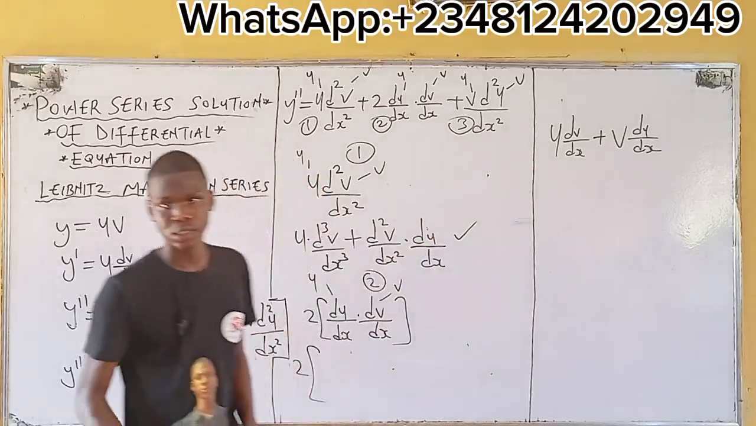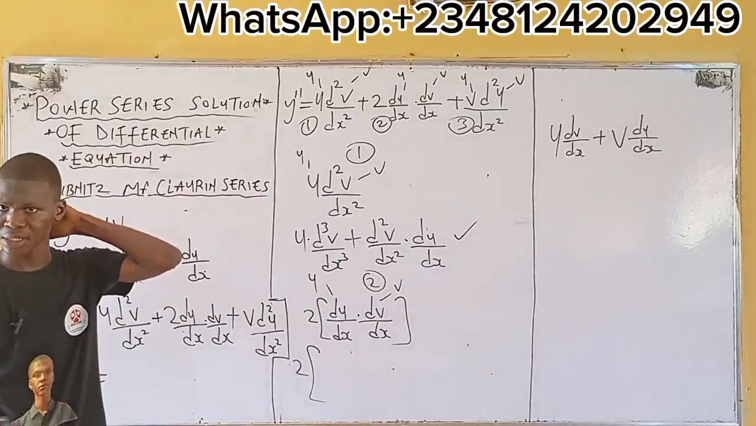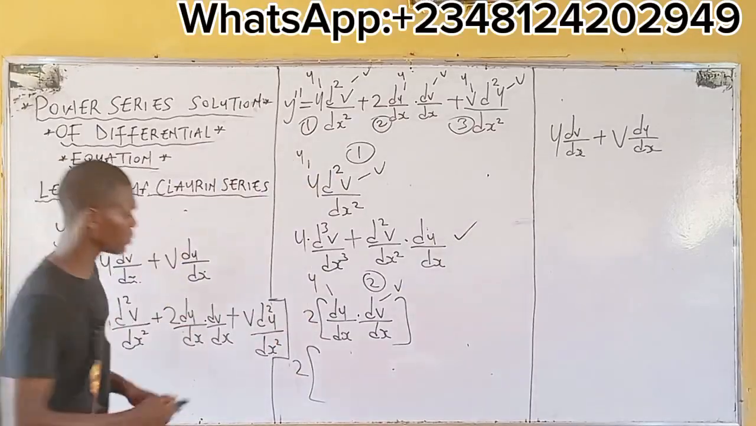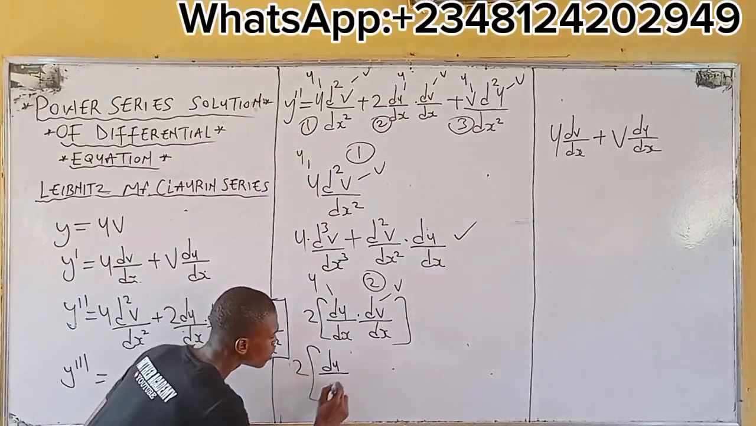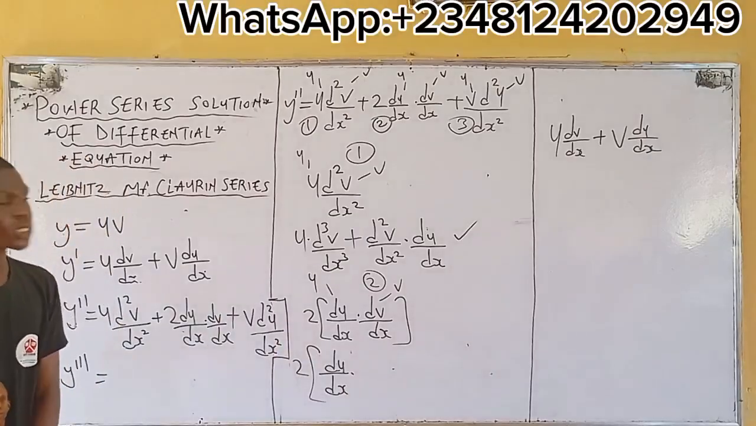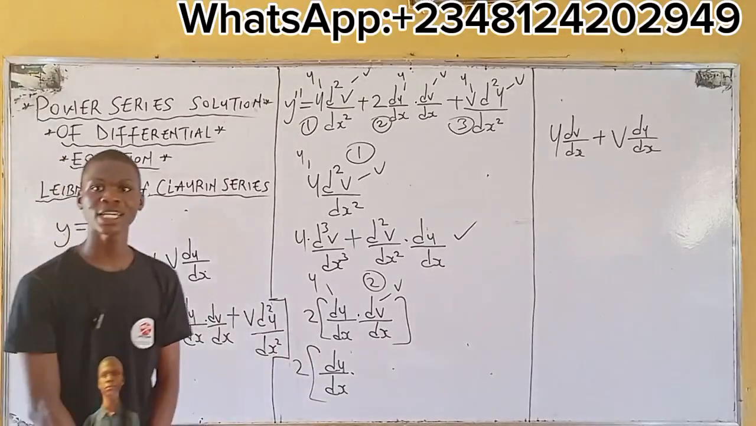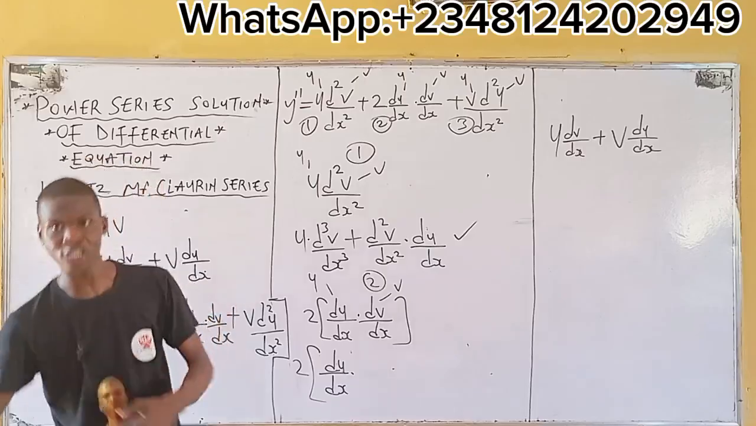What's your u in this case? du/dx, right? Let's do this together, please. What's my u in this case? du/dx. Meaning I'm having what? du over dx. I'm having du/dx multiplying what? dv/dx, right? No, we need d square v over dx square.